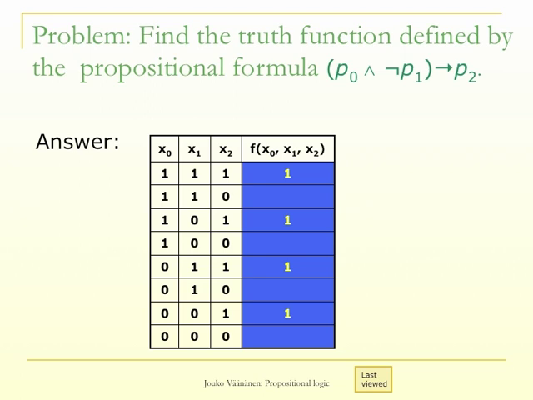The next observation is that (P0 and not P1) implies P2 is true also if P0 is false, because then P0 and not P1 is false, and hence the implication is true. There are just two values left to compute. In the first case, we need a value for f(1, 1, 0). The value is 1. And finally, f(1, 0, 0) is 0. The table is ready.